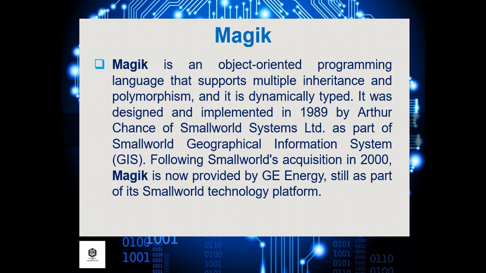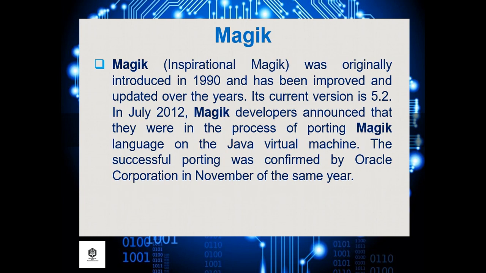MAGIC. MAGIC is an object-oriented programming language that supports multiple inheritance and polymorphism, and it is dynamically typed. It was designed and implemented in 1989 by Arthur Chance of Smallworld Systems. As part of Smallworld Geographical Information System or GIS, following Smallworld's acquisition in 2000, MAGIC is now provided by GE Energy, still as part of its Smallworld technology platform.